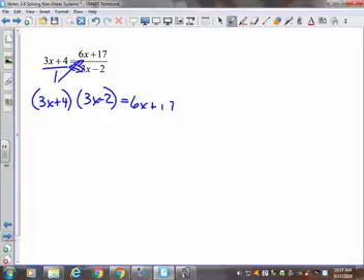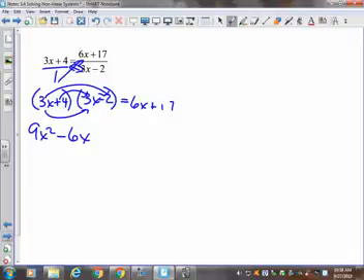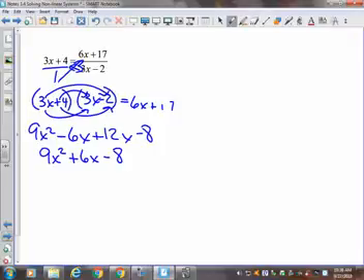Now we're going to have to multiply these two together using FOIL before we can do anything else. Everything has to be multiplied out. So first times first is going to be 9x squared. The outer, negative 6x. The inner, 12x. And the last times the last is negative 8. That adds up to 9x squared plus 6x minus 8.